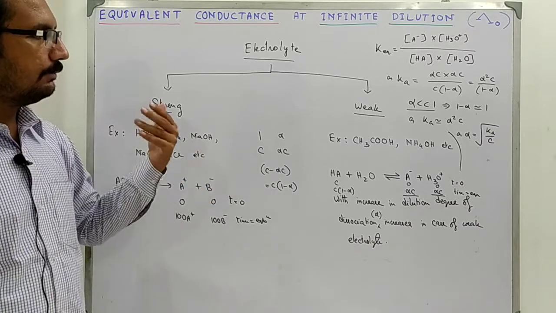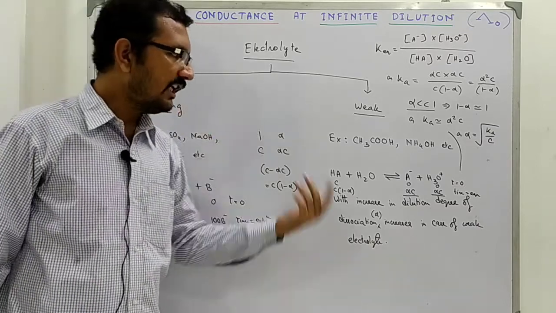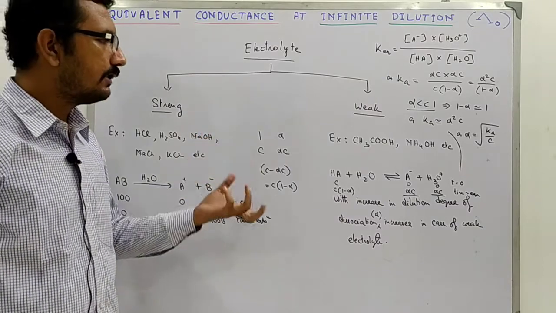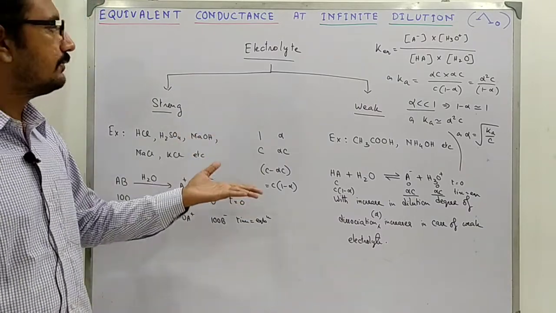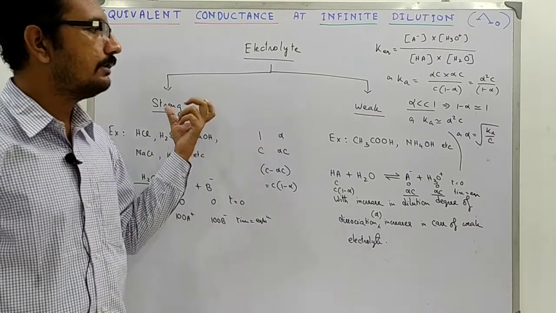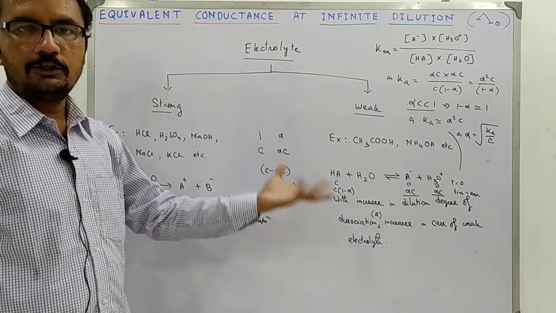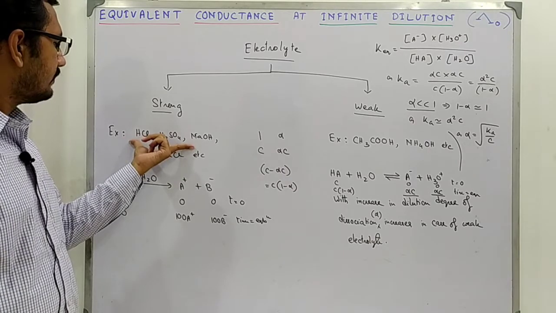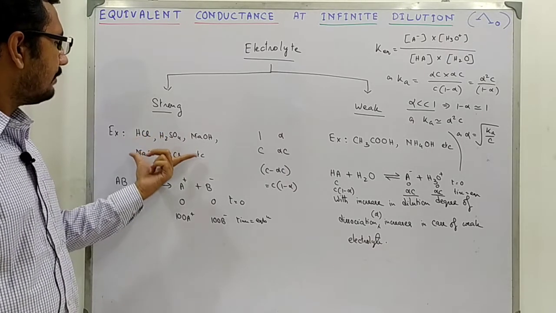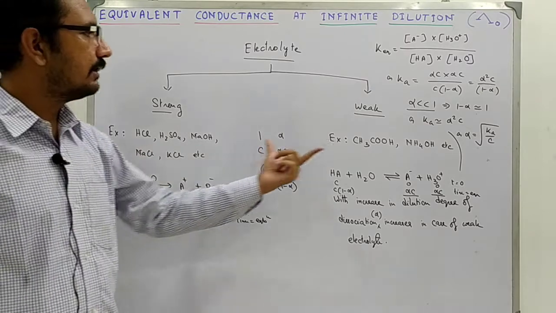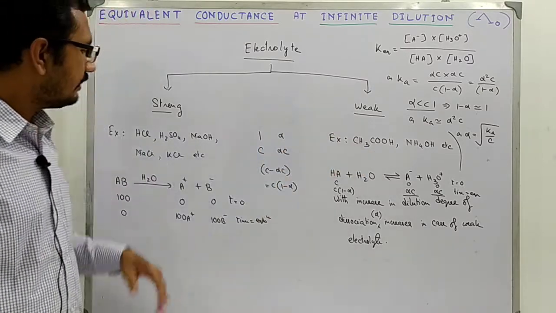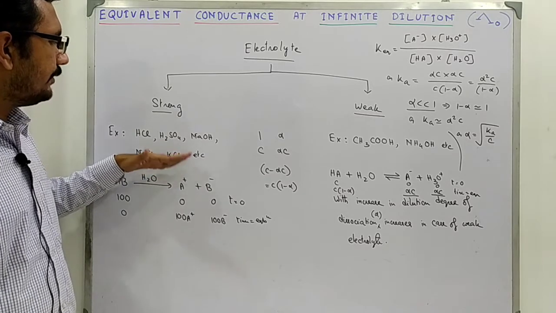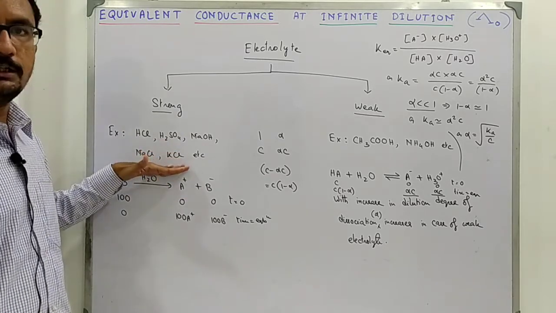So the effect of dilution, that is concentration, on equivalent conductance for strong and weak electrolytes are not exactly equivalent. We are starting with 1 gram equivalent of strong electrolyte and 1 gram equivalent of weak electrolytes. Here the number of ions will remain fixed, only with dilution the ionic mobility will increase.